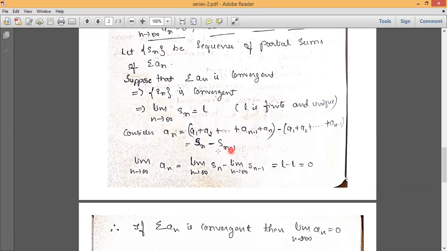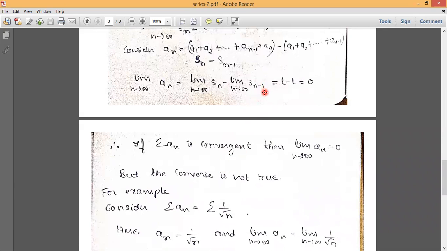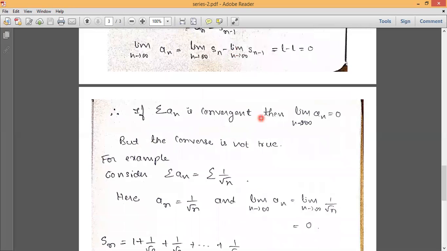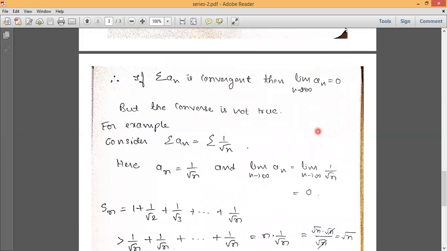Now apply the limit to this. What we get? Limit n tends to infinity an is equal to limit n tends to infinity Sn minus limit n tends to infinity Sn minus 1. But limit n tends to infinity Sn is L. So limit n tends to infinity Sn minus 1 is also equal to L. So now we have L minus L, which is equal to 0. Hence the proof. That is, limit n tends to infinity an is equal to 0. Therefore, if sigma an is convergent, then limit n tends to infinity an is equal to 0.